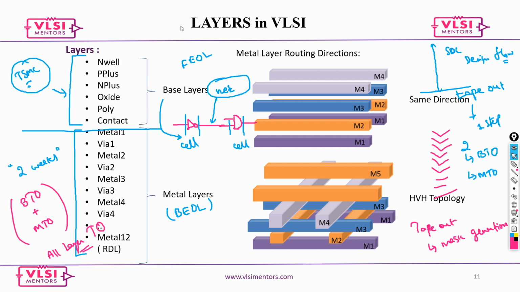Six. No, I'm talking even about 100. I'm talking about all layers, don't look at only base and metal. For example, assume this is 28 nanometer where I have 12 metal layers. How many approximate masks or layers will we have in this process? It will be 100 plus. Okay. Anyone else want to give a try?